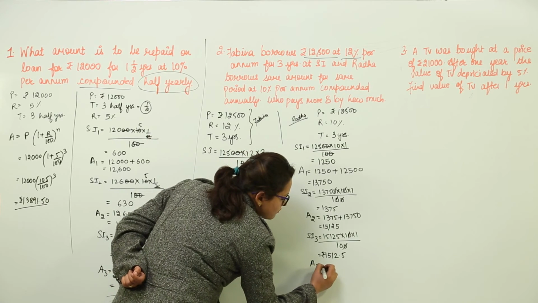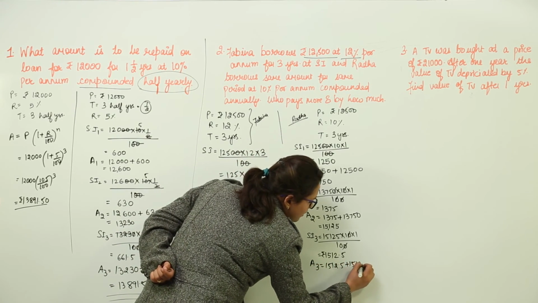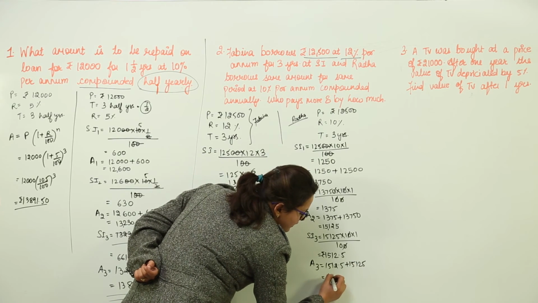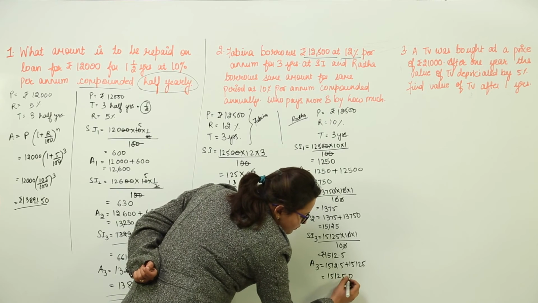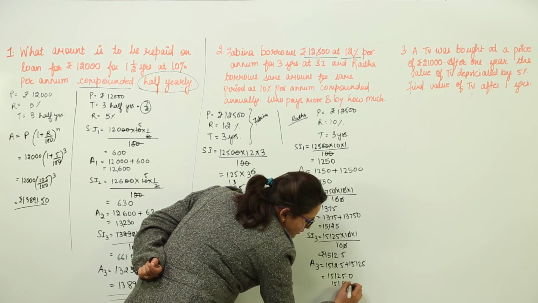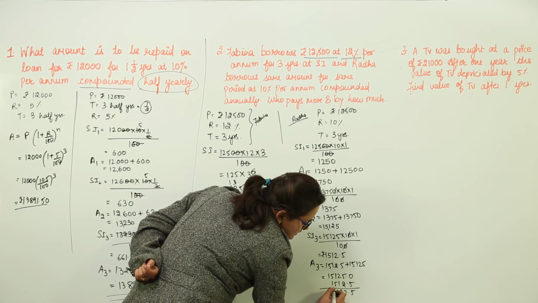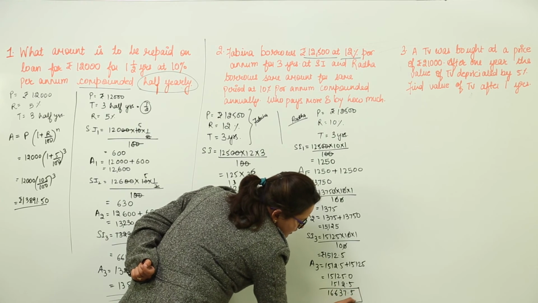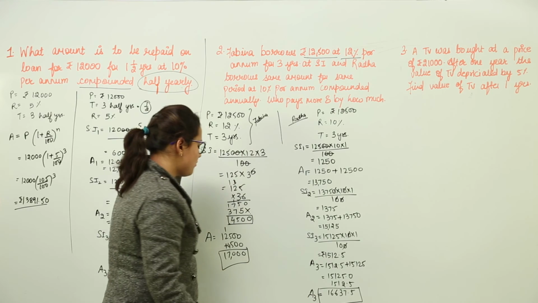For the amount we would add this to the principal for the third year, that was 15125. On adding, 15125.0 plus 1512.5, we get 16,637.5. This is the amount that she is going to pay at the end of the third year.